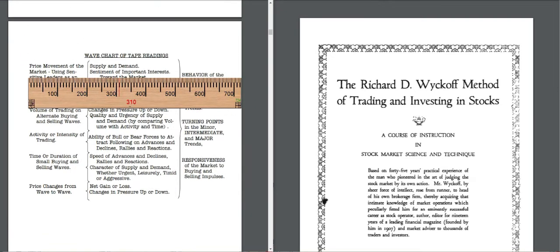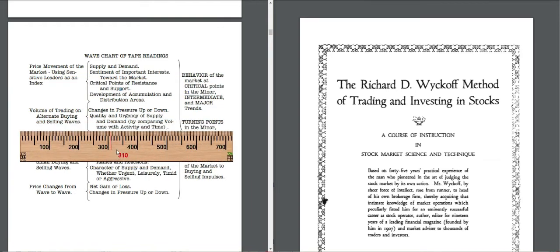Volume of trading. Again, he's using the wave chart and he's talking about volume. Volume of trading on alternate buying and selling waves. Changes in pressure up or down. So when you're watching the volume on the wave, like the Weiss wave or this other wave volume, you're looking for pressure, pressure up or pressure down. I like this word because I think it means a lot. If you have a lot of pressure, you should have a lot of movement. If you have little pressure and you have a lot of movement, sometimes that's good, sometimes that's bad, and I'll go over that later. But the idea of pressure is really important, especially on breakouts.